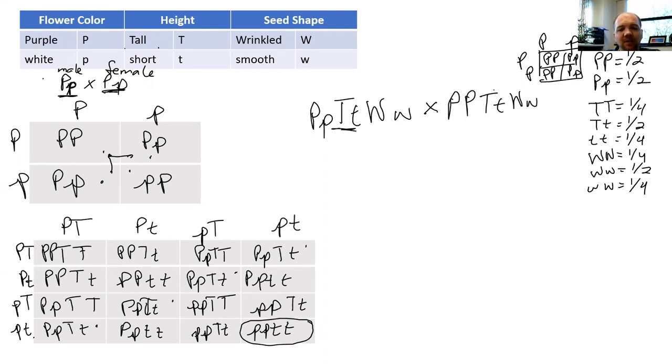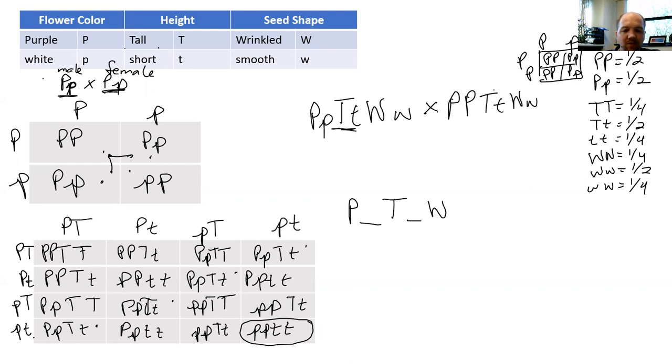Now we just need to say, okay, so what's the probability of getting an offspring that has purple flowers, okay, is tall and is wrinkled.